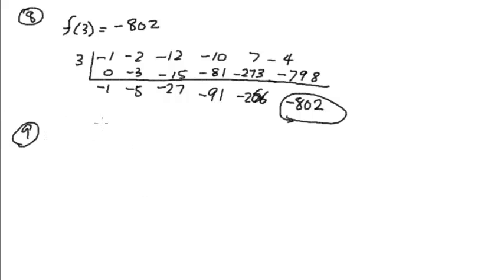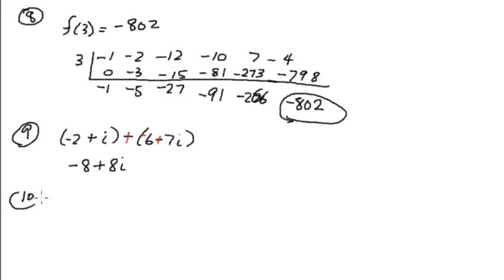Number 9. Simplify and write in standard form. So we have a negative 2 plus i minus 6 minus 7i. Distribute that negative sign. Add my like terms. I should get negative 2 minus 6 is negative 8, i plus a 7i, which will be 8i.